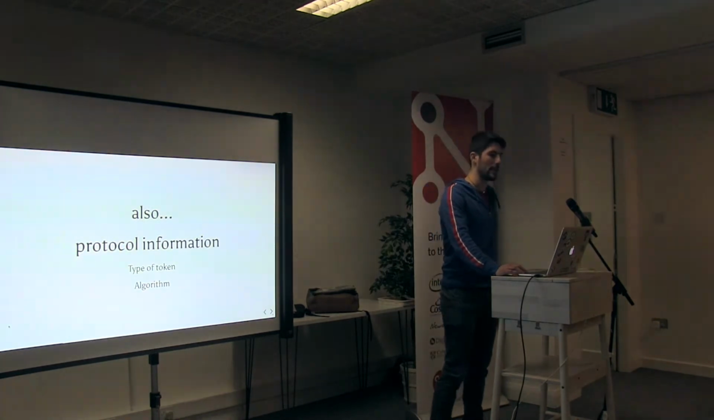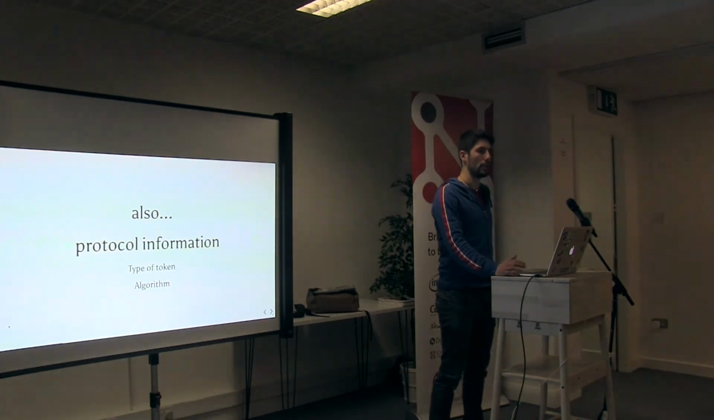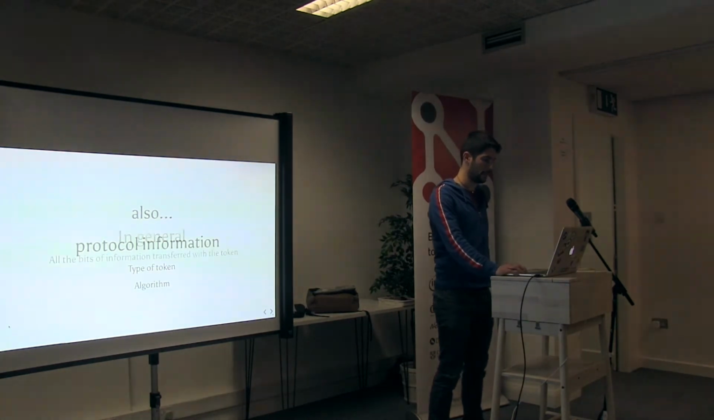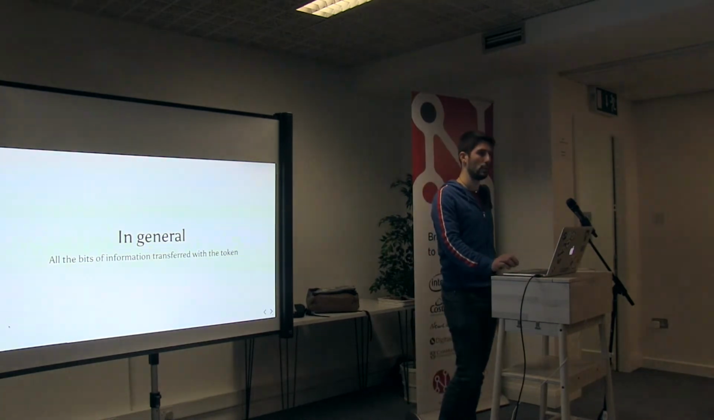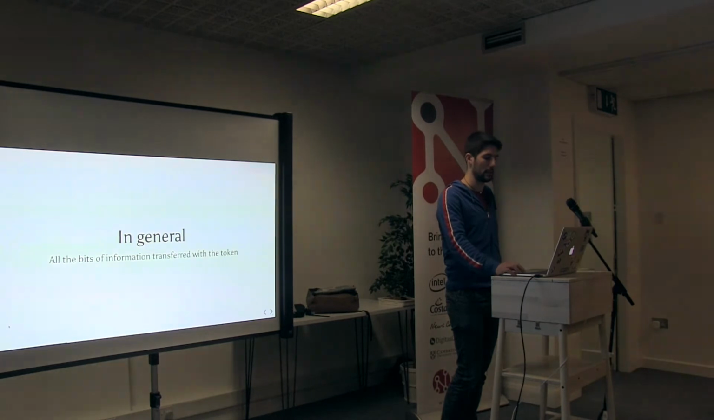And also, as part of the claim set, you have different protocol information. So the type of token, the algorithm used for the signature, we will see all of this better in a moment. So in general, when we talk about claims, it is all the information that is stored directly inside the token.